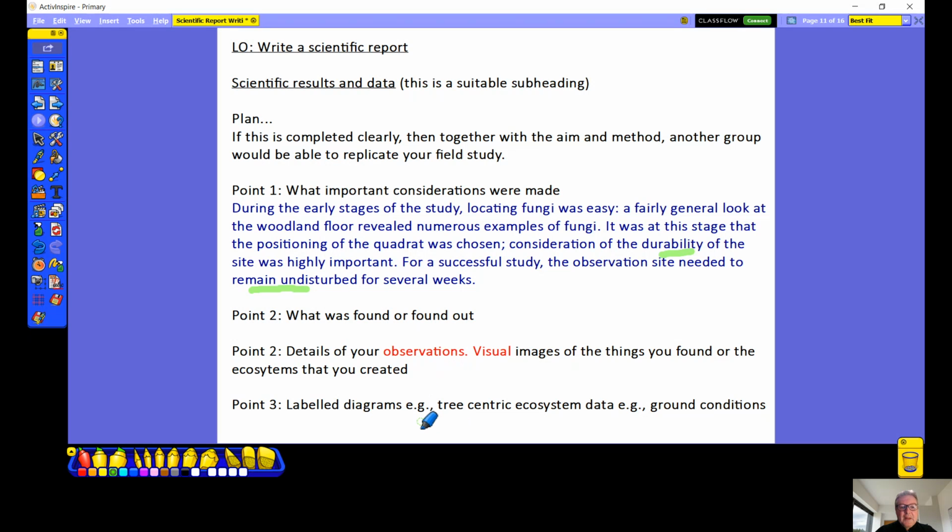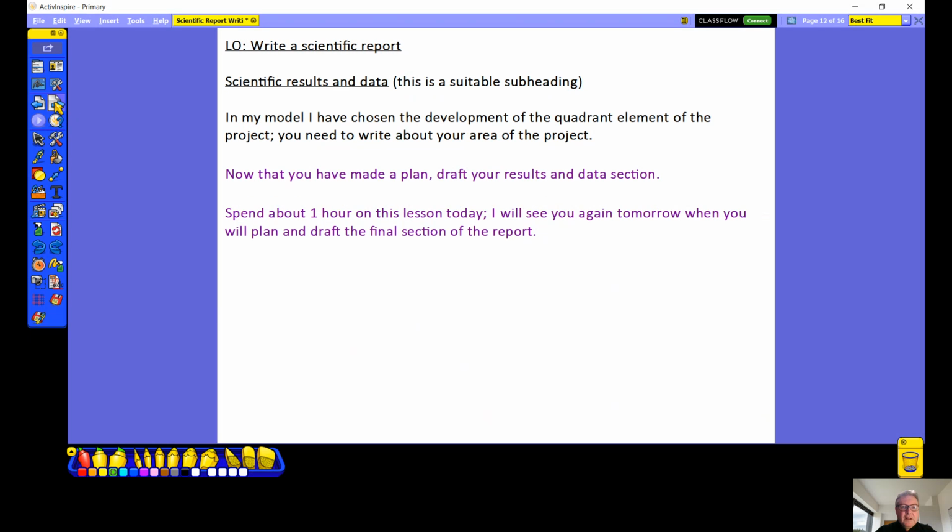Label diagrams. I've got an example of the tree-centric ecosystem. This was where you chose the tree as the center of your ecosystem and looked for evidence of other signs of life, organisms in and around the tree. So remember that in my model, I've chosen the development of the quadrat element of the project, and you need to write about your area of the project.